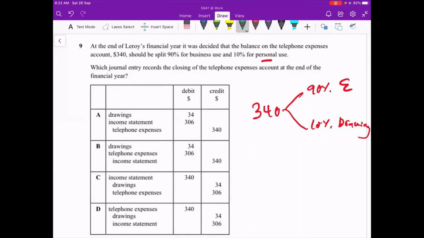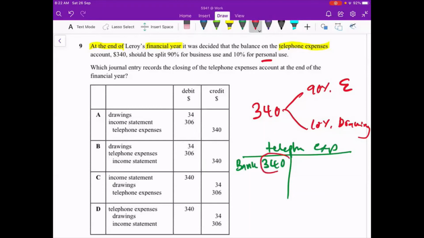Okay, try to look at this now. At the end of the financial year, it means these telephone expenses are already in my account. The telephone expenses already in my account are 340. Maybe three or four months ago, I already paid, so I wrote bank 340. So now we need to split, to take out this 340 and transfer to the expenses and to the drawing.